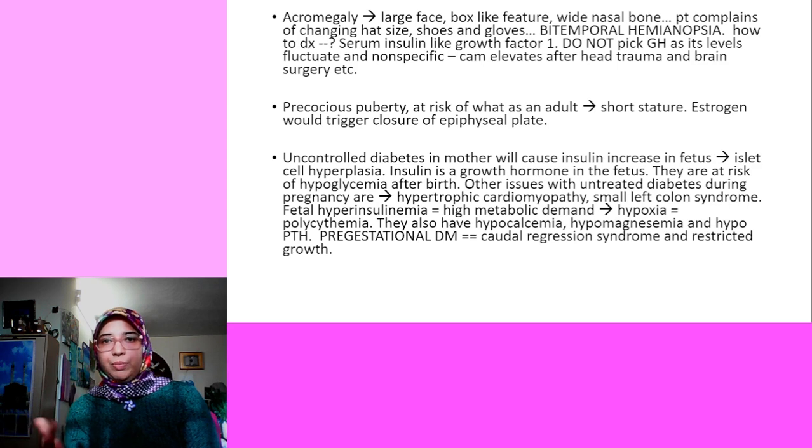The fetus is going to respond by increasing insulin. Insulin is a growth factor, so the baby's going to grow very, very large. So you're going to have macro everything. The baby's very large in weight. And then when they're born, because they have this extra insulin circulating, they're going to have features of hypoglycemia. There's other issues with untreated diabetes during pregnancy, including HOCM, which is hypertrophic cardiomyopathy, and small left colon syndrome.